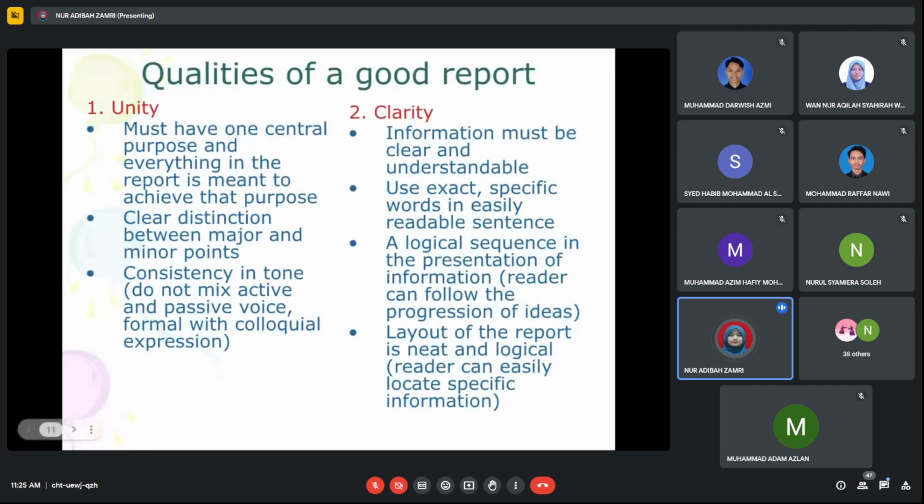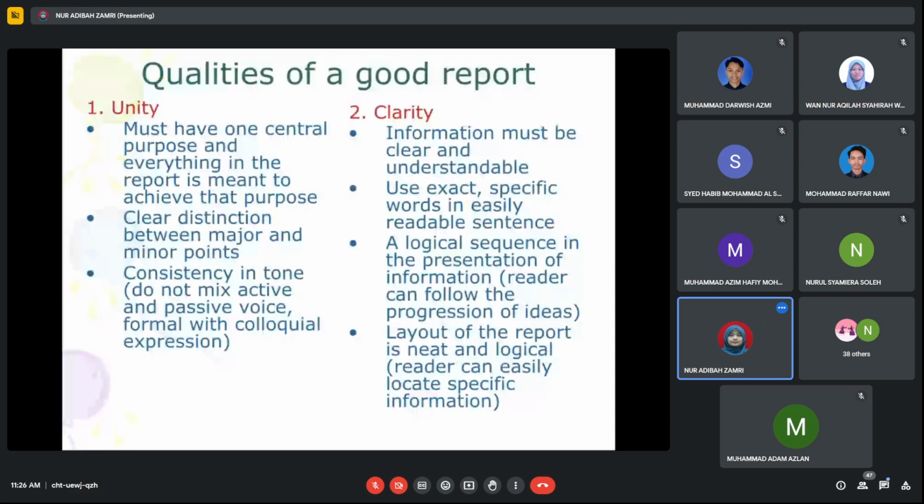And then the next one is clarity. Information must be clear and understandable. Use exact, specific words in easily readable sentences. Basically, the information that you're going to provide later must be clear and understandable. So how? By using simple words to explain. You don't have to use bombastic words. No need. Try to make it as simple as you can. Simple sentences are also fine. You don't have to worry as long as the message is clear.